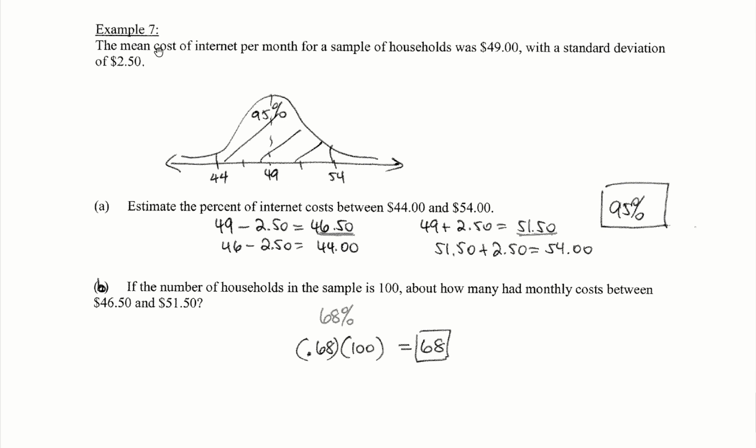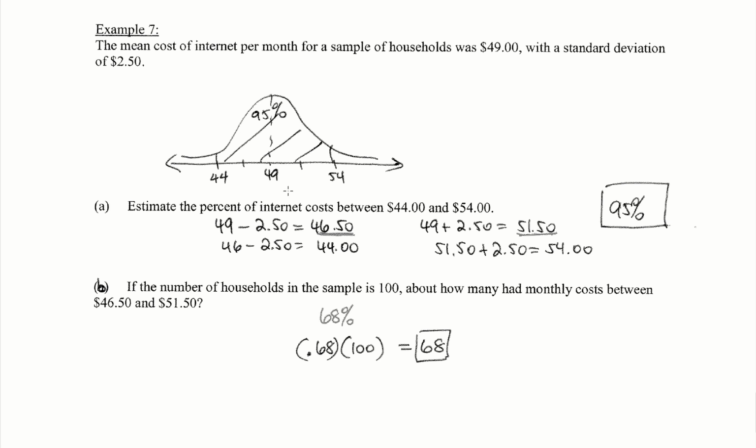Let's look at one more. They say that the mean cost of internet per month for a sample of households was $49 with a standard deviation of $2.50. Let's assume that these prices are normally distributed, so they have a bell-shaped curve, so it's going to look like this. Estimate the percent of internet cost between $44 and $54.